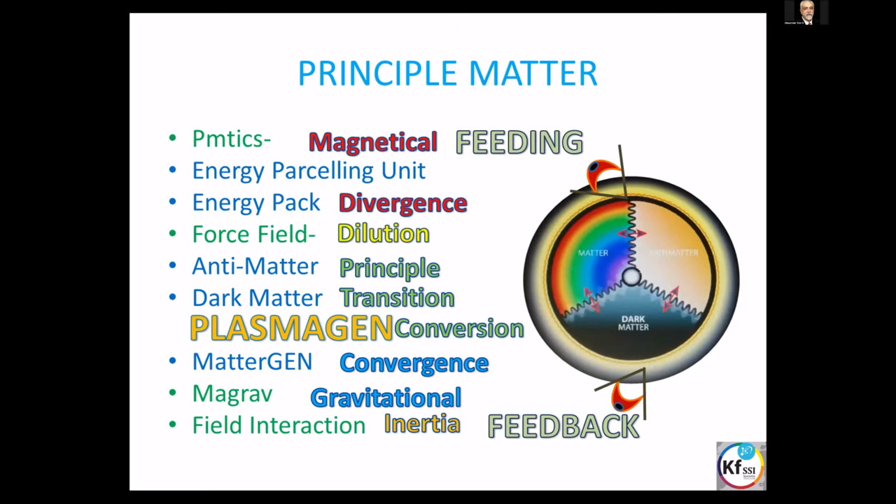So the creation is the combination of three fields: the antimatter, dark matter, and capital M matter. So what we call the principal matter, the transition matter, and the convergence matter, the matter gen.